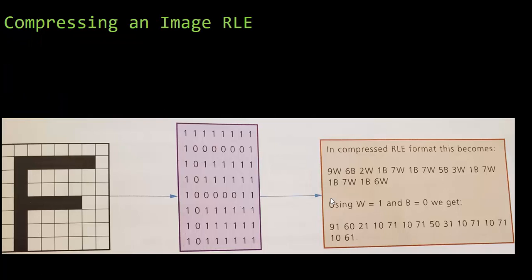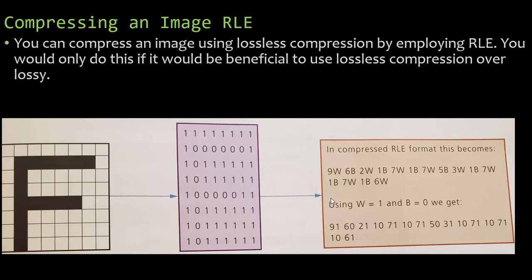All right, let's move on. Let's talk about compressing an image using run length encoding. Now, you can compress an image using lossless compression by employing run length encoding. Run length encoding is a form of lossless compression. You would only do this if it would be beneficial to use lossless compression over lossy.